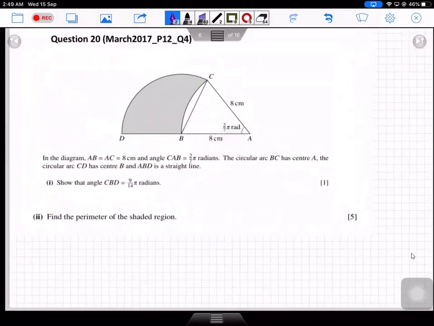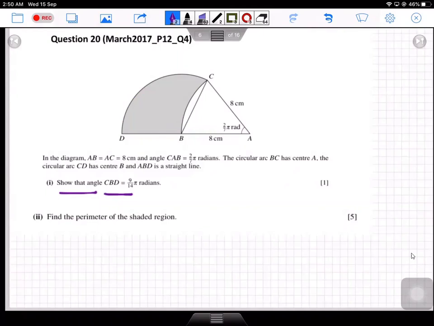So the question is saying that in the diagram AB is equal to AC, which is equal to 8 centimeters, and angle CAB is equal to 2 pi over 7 radians. The circular arc BC has center A. The circular arc CD has center B, and ABD is a straight line. Show that angle CBD is equal to 9 pi over 14 radians.